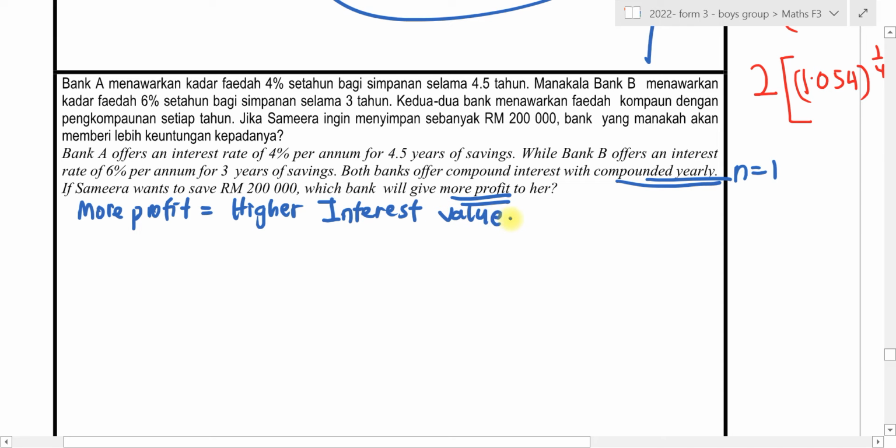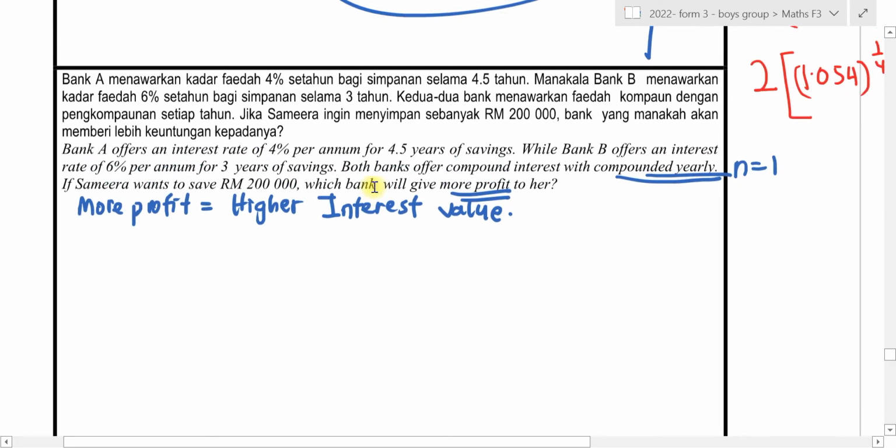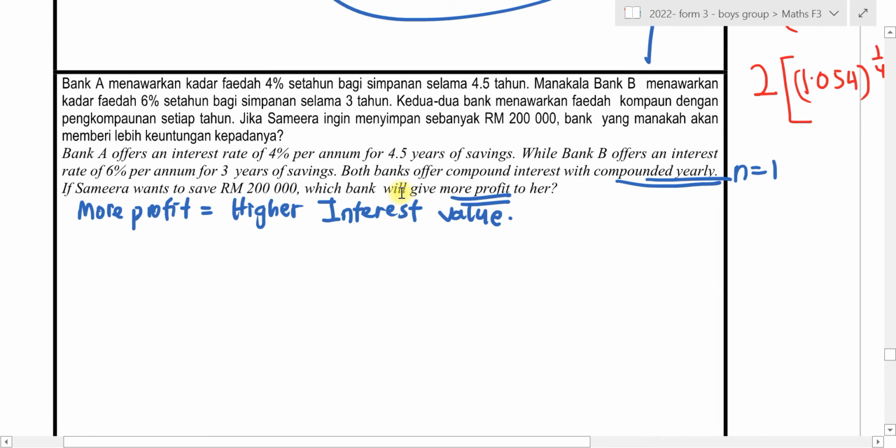So you need to calculate the interest for both banks, and then you compare which I is bigger. We will choose that bank for Samira, right? So for bank A, okay, let's break down for bank A.